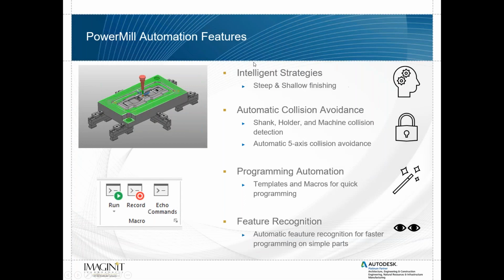So just to summarize, we've got those intelligent strategies, the steep and shallow automatic calculation. We have automatic collision avoidance, so we're avoiding collisions with the shank and holder, but also doing full machine collision detection. We can automate the actual programming with our macros, so we can go step by step programming a part and then apply that to a secondary part. And we also have some feature recognition tools, which I had a little bit of trouble with today for some reason on that part. But with that feature recognition, you can automatically grab onto holes and pockets and then throw in the program that you need without having to go through the process of making those face selections. It'll automatically recognize those for you.